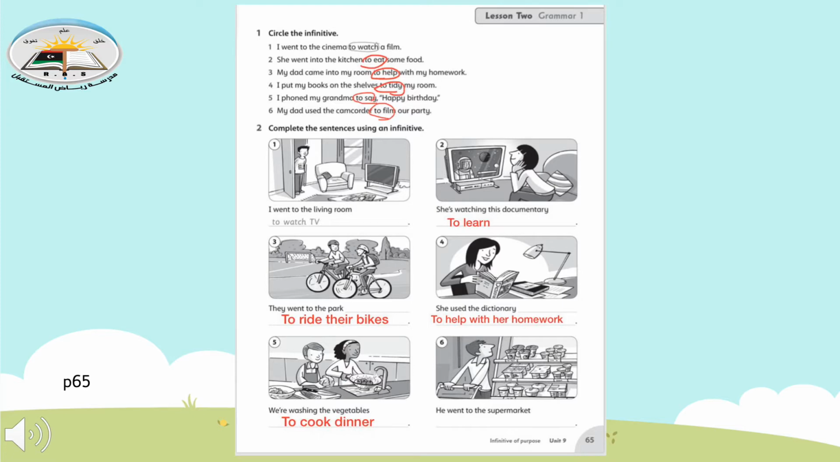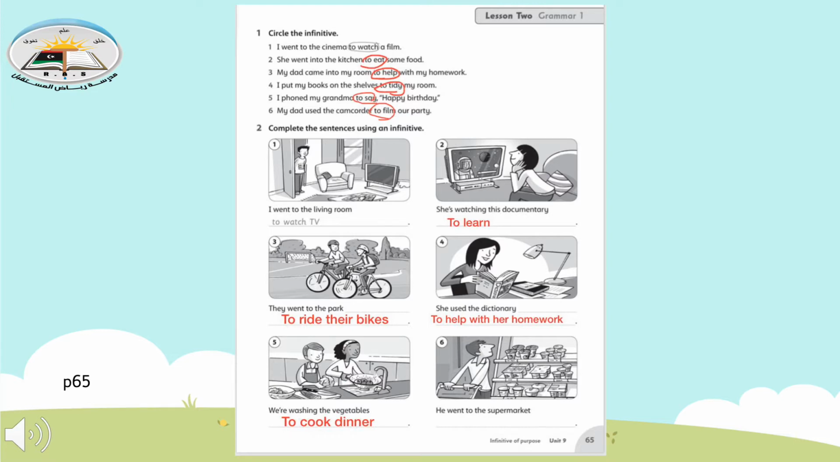To tidy is the infinitive, so circle to tidy. Number 5, I phoned my grandma to say happy birthday. To say is the infinitive, so circle to say. Number 6, my dad used the camcorder to film our party. To film is the infinitive, so circle to film.